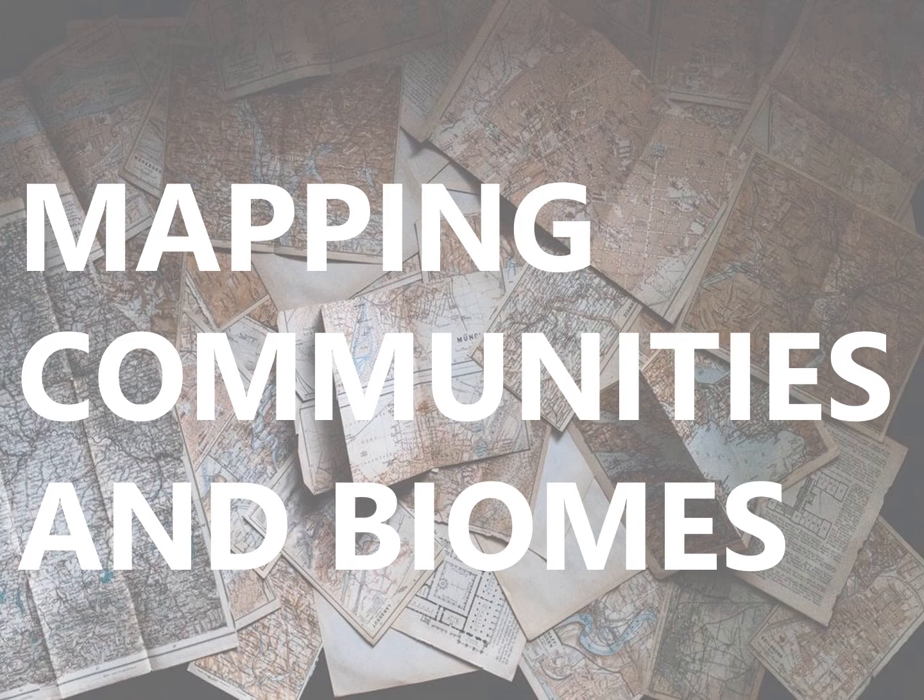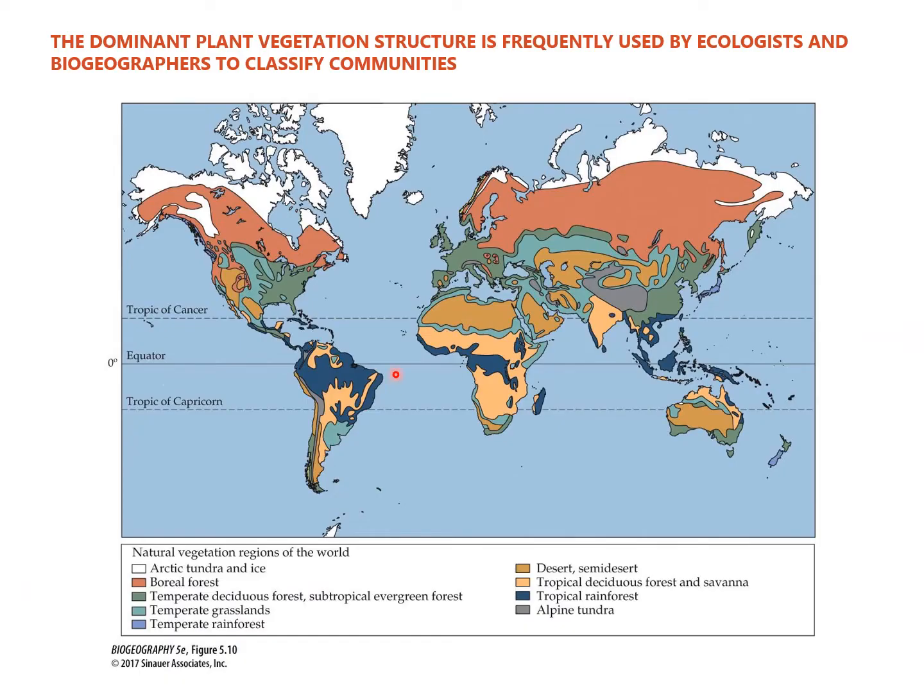Okay, so for the last portion of this module, I want to talk about mapping communities and biomes and putting some of this back into spatial context, because this is biogeography, not just biology. So if we're talking about how we classify things and how we map things, the dominant vegetation structure is frequently used by ecologists and biogeographers to classify communities.